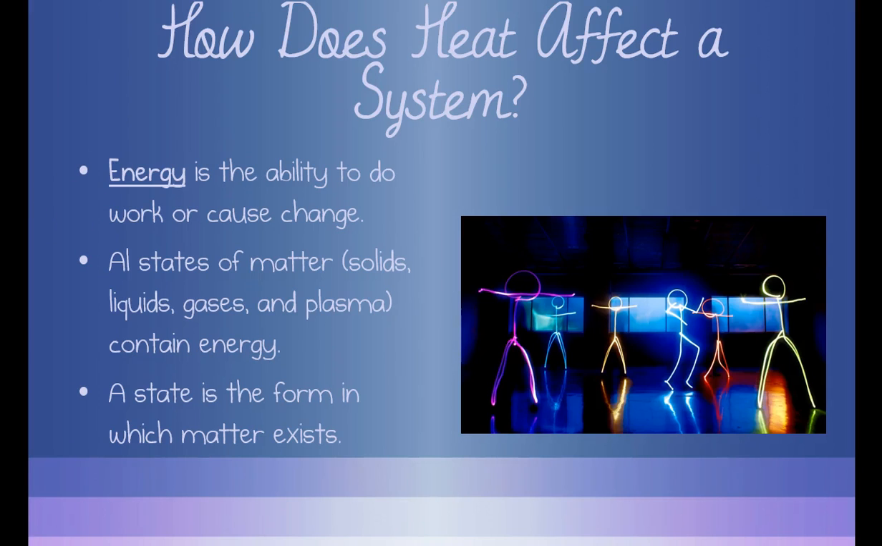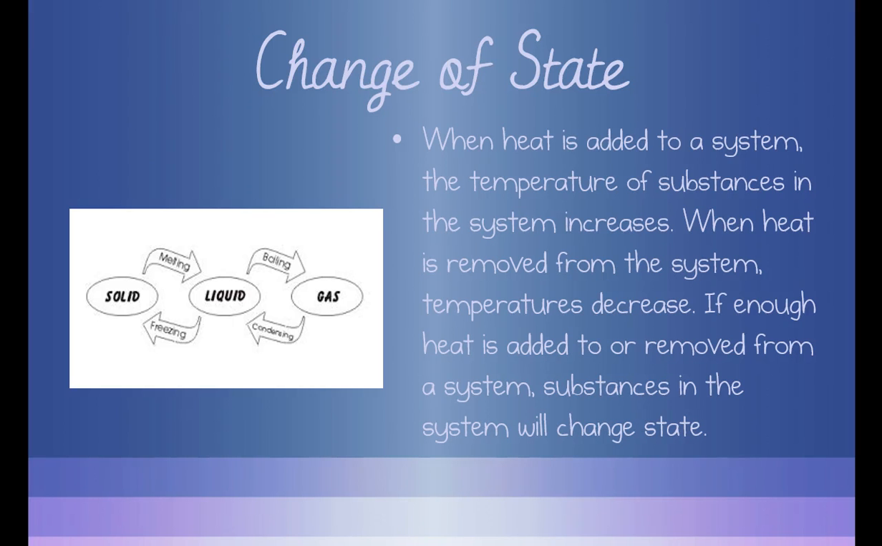Okay, so a state, just so you know, is the form in which matter exists. So most matter on Earth exists either as a solid, a liquid, or a gas. We really don't have too much plasma here on Earth. That exists more in the universe. We do have it when lightning hits, though.